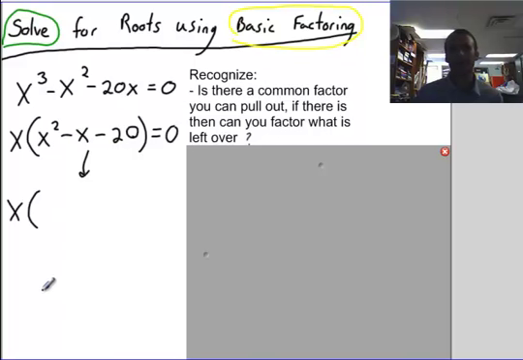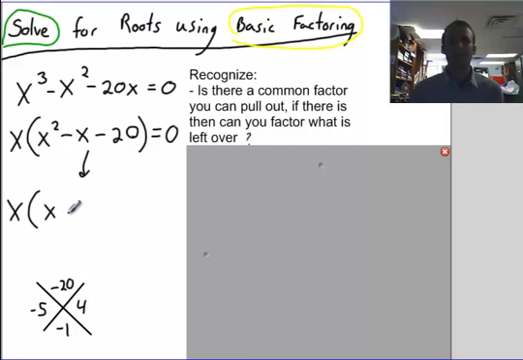This factors, like again, I can do the diamond method, or I prefer the process of exhaustion, just trying different options. But I'm saying what two numbers multiply to be negative 20 and add to be negative 1, and the answer to that is negative 5 and positive 4. So this becomes x times x minus 5 times x plus 4 is equal to 0.